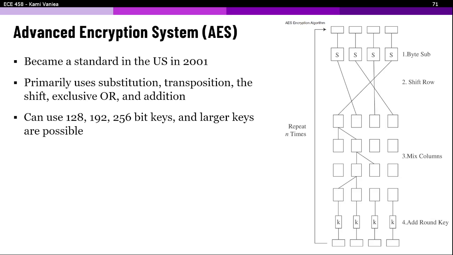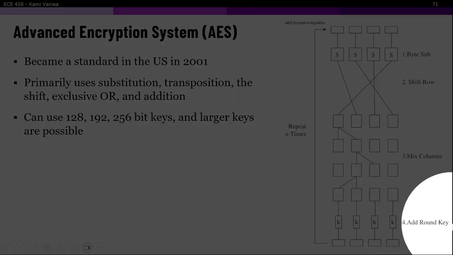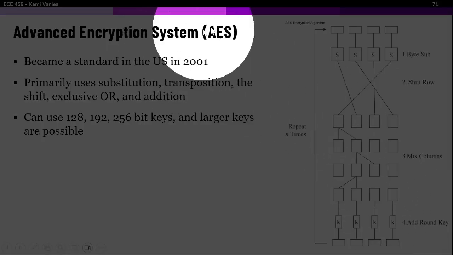This one was nice in that it allowed a couple things. First off, it allowed different key lengths. AES can expand up to newer key lengths, so it's kind of future proof, versus DES, which is locked in at 56. You just cannot do more than that. And again, it still uses substitutions, transpositions, shifts, exclusive ORs, and addition, because these are the things computers are good at. And you can even use longer than 256.